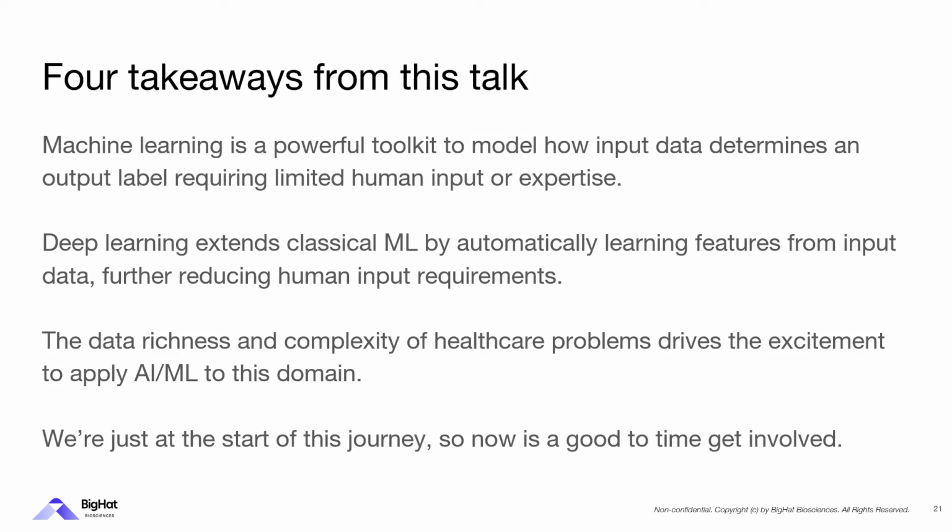I'd like people to leave with 4 big takeaways from this talk. One is that machine learning is a very powerful tool for relating input data to output labels, even when that relationship is extremely complicated. And although classical machine learning already required limited human experience, that's been supercharged by deep learning with its ability to automatically learn features from particularly complicated data. And because of that, the data richness and complexity of healthcare problems looks like an excellent area to apply those techniques over the coming years.